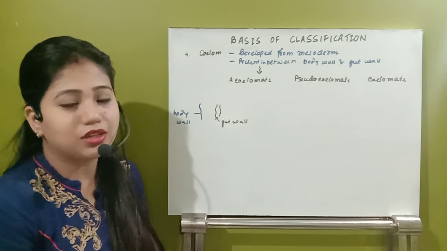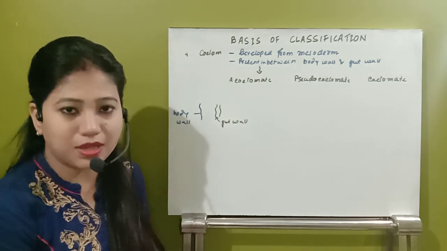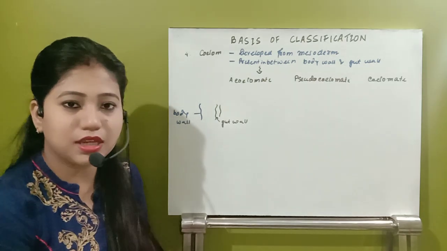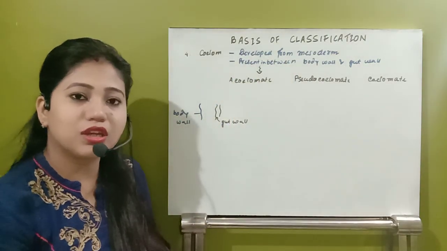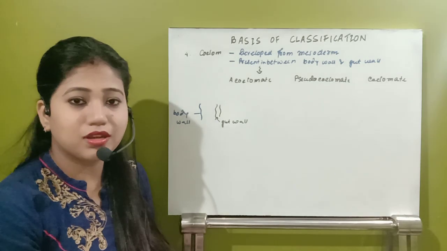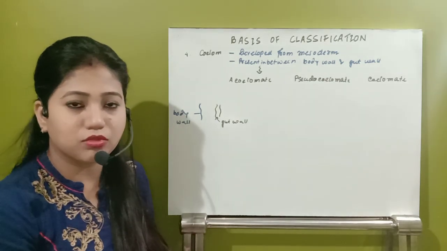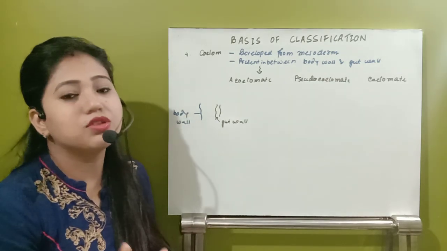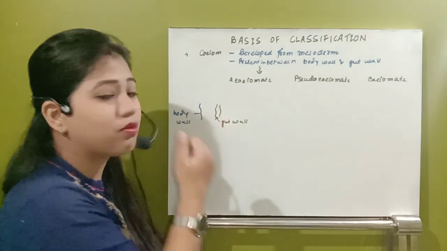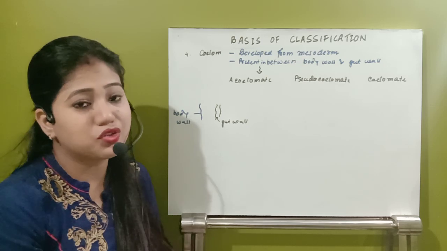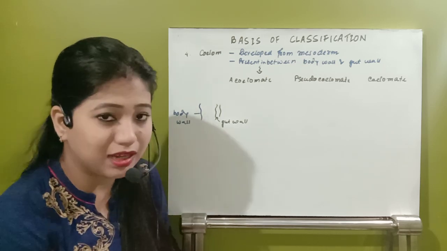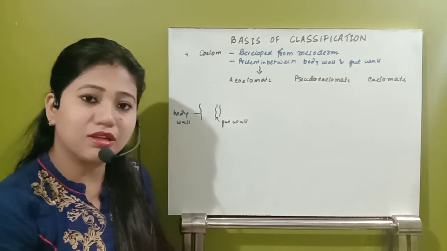So obviously those organisms which do not have mesoderm, how will they form the coelom? Remember, the coelom is formed from the mesoderm. So those organisms which do not even have the mesoderm, that is the diploblastic animals, will be acoelomate animals. And remember the first triploblastic animal? The first triploblastic animal was platyhelminths. So what type of animal is it?